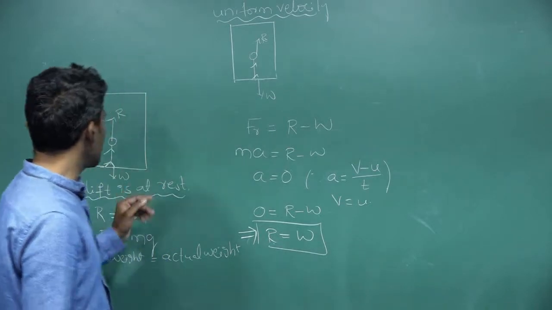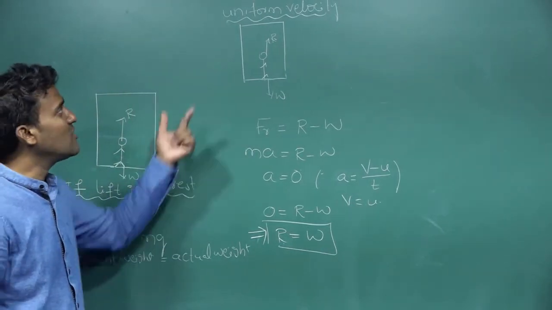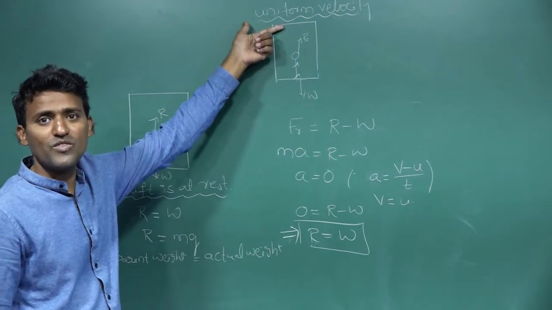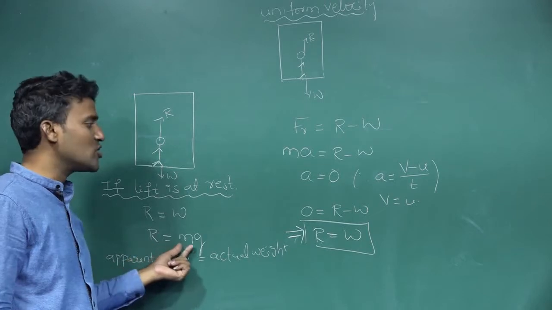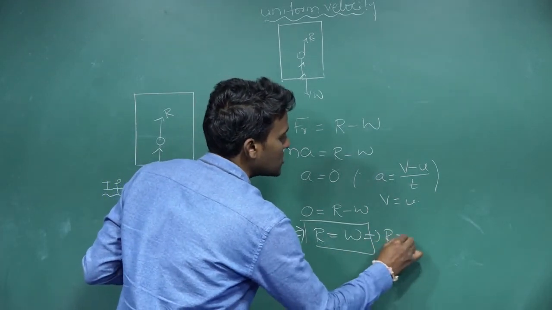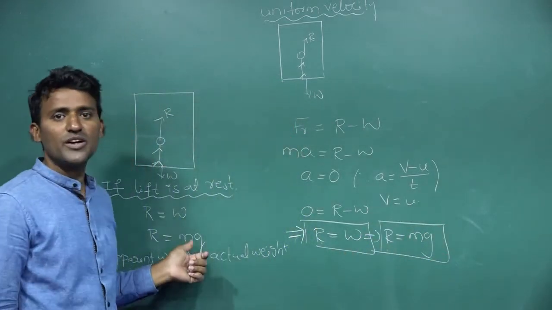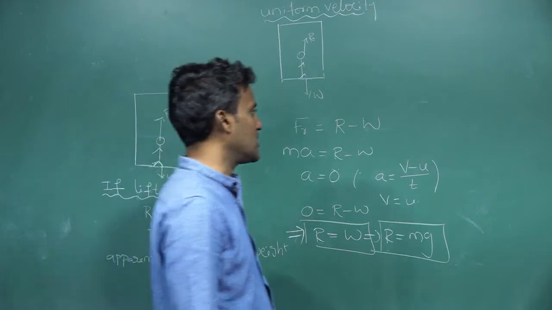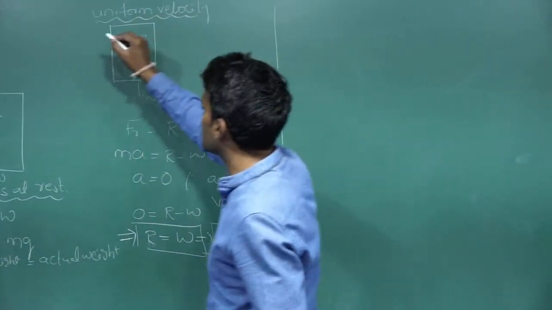So in both situations, when the lift is at rest position and when the lift is moving with a uniform velocity, R is equal to mg. The reactional force, the apparent weight, is equal to the real weight. Okay. If the lift is accelerating in the upward direction, that is case 2.